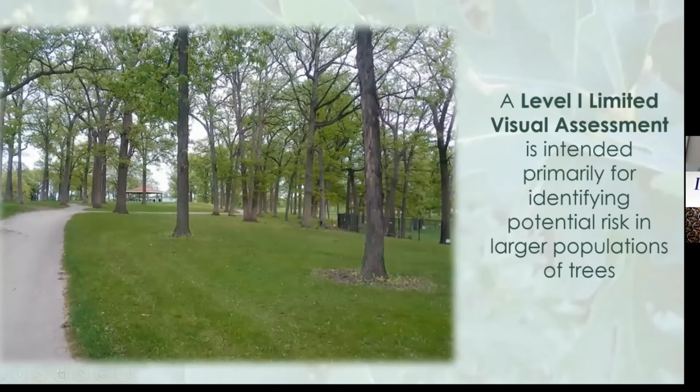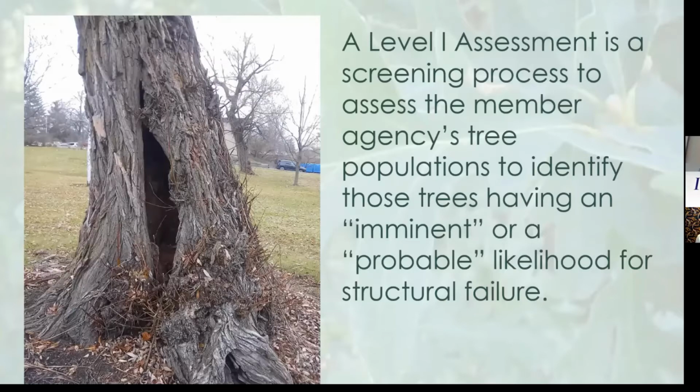So first, level 1, limited visual assessment. This type of assessment is intended for identifying potential risk in larger populations of trees. And this is what you as managers of the urban forest have to deal with, either in parks, parkways, medians, or other municipal properties. You're dealing with a population of trees, not just an individual tree here and there. A level 1 assessment is actually like a screening process or a safety audit for the tree population. It identifies trees having an imminent or probable likelihood of structural failure. And I'll define those terms in a second here.